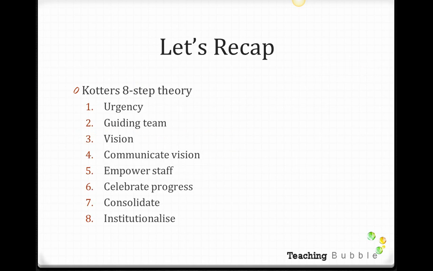So just to recap Kotter's 8-step theory, the 8 steps: create a sense of urgency, then form a guiding team, create a vision of the end product, then communicate that vision to all stakeholders, empower staff to make decisions, celebrate progress in terms of rewards and recognition, then consolidate, and then institutionalise the change.